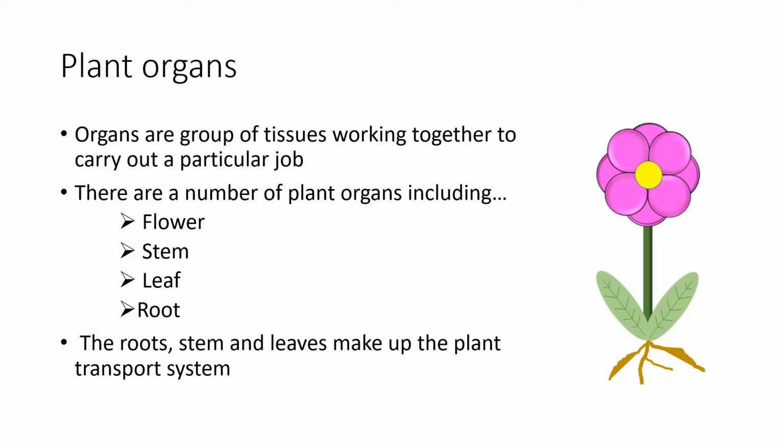Organ systems are groups of organs with a particular function, but each organ has its own job within that. And remember, each organ is made up of tissues, and tissues can have their own functions, but they all carry out a common job.